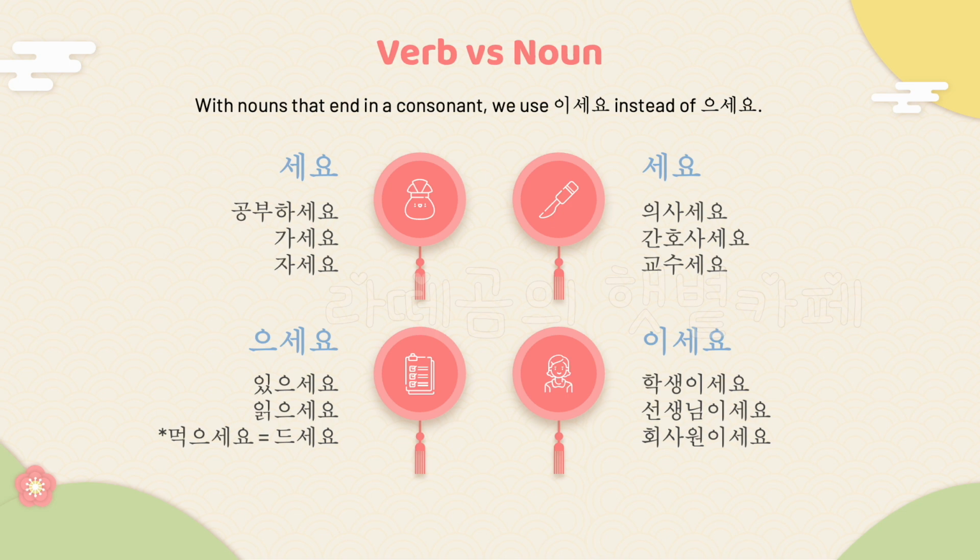So on our verb side on the left, we have 공부하세요, 가세요, 자세요. And then for the bottom portion with the consonants, 있으세요, 읽으세요. And please notice, 먹으세요 is asterisked because it is not correct to say 먹으세요. Instead, you would use 드세요. And on the right-hand side, we have the nouns. So 의사세요, 간호사세요, 교수세요. And at the bottom, 이세요, 학생이세요, 선생님이세요, 회사원이세요.